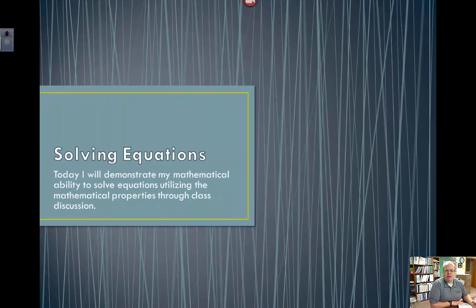Today we're going to be talking about solving equations. Your objective today: I will demonstrate my mathematical ability to solve equations utilizing the mathematical properties through class discussion. Alright, let's go ahead and look at some steps that we're going to use to solve these equations.